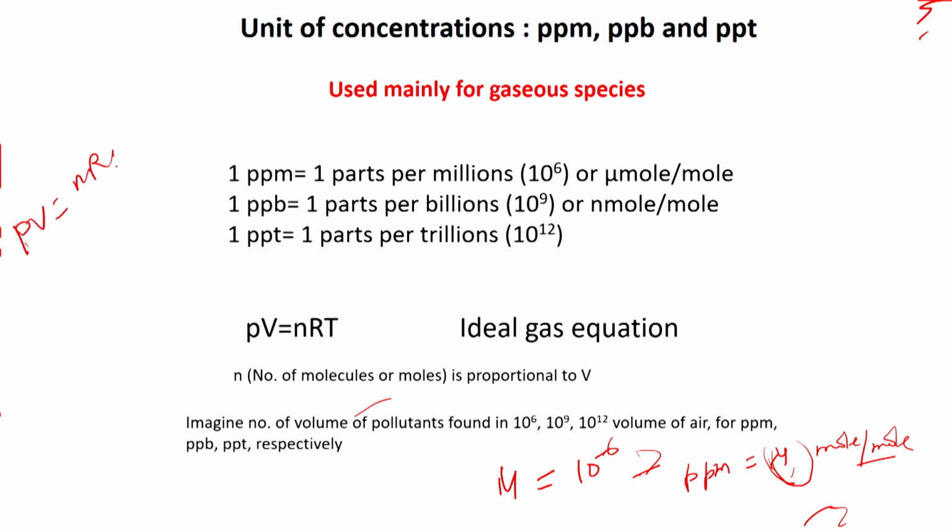Because you have the equation PV equals nRT, and here V is proportional to n. So, when V is proportional to n, either you report in terms of V or in terms of n, it is the same. n is the number of moles, we will discuss this. So, you can just calculate.